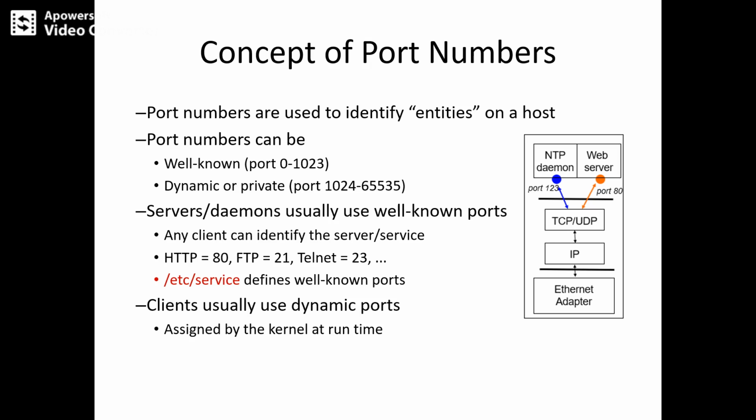Servers usually use a well-known port so that any client can identify the server services. HTTP is 80, FTP is 21, and Telnet is 23. So these are all well-known ports. Clients usually use dynamic ports assigned by the kernel at runtime.